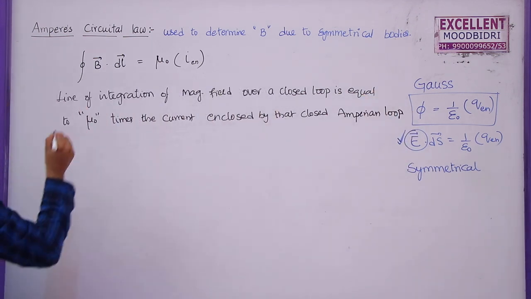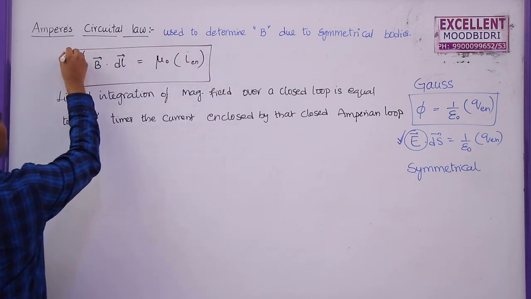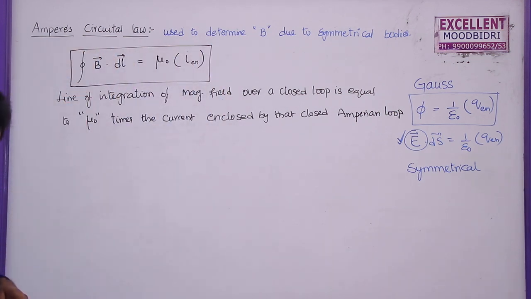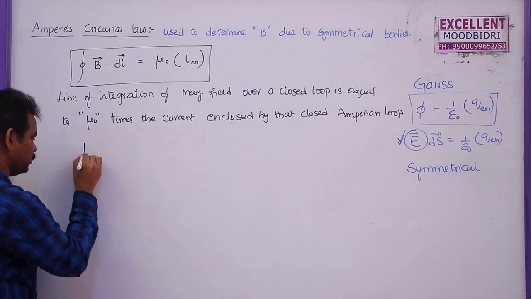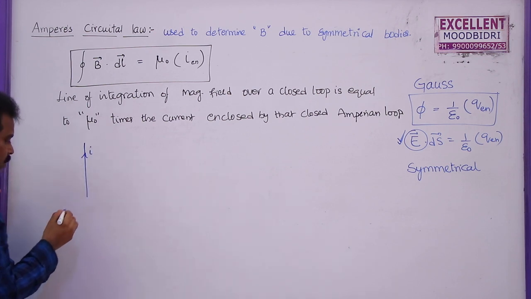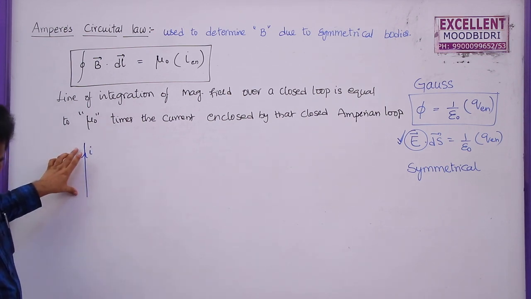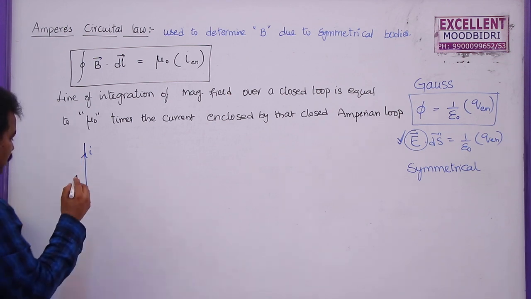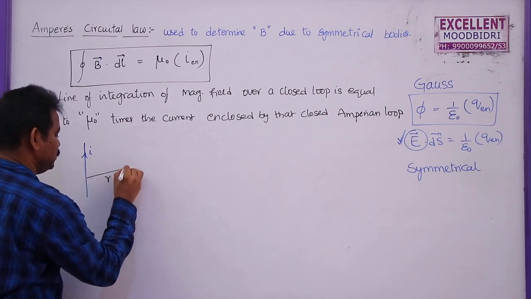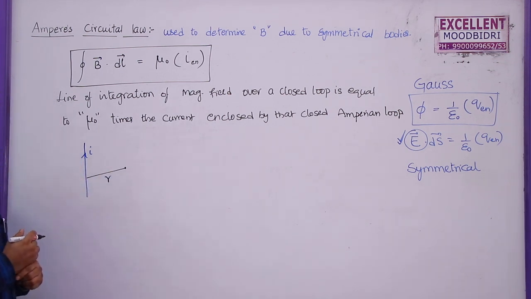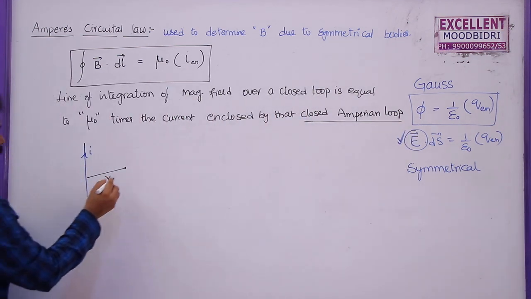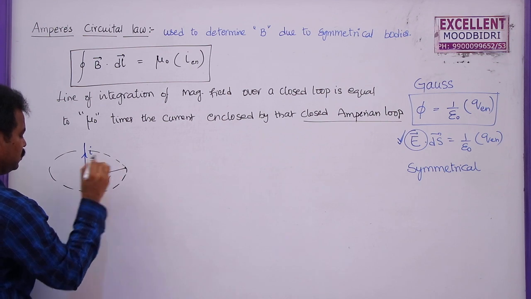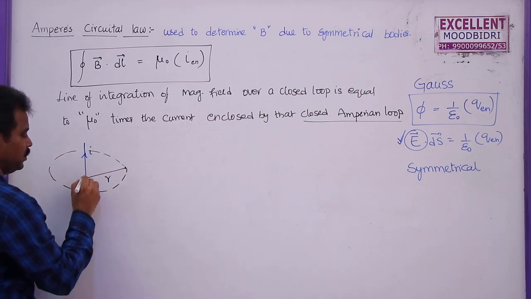Now, here, if you take any closed loop, so this is a current carrying conductor carrying some current I. If I want to find out the magnetic field due to this straight current carrying conductor at a distance r from it, for this you have to create one closed Amperean loop such that it encloses this current. So this will be a circular closed loop of radius r.